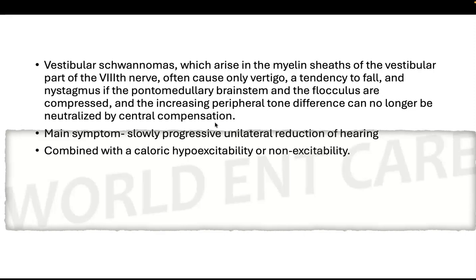This is combined with caloric hypoexcitability or non-excitability, which is how you make the diagnosis. There is rarely also a loss of hearing as well as recurrent attacks of vertigo in cases with purely intracanalicular dilatation, which is confirmed by MRI. And the surgery is basically microsurgery or with gamma knife.